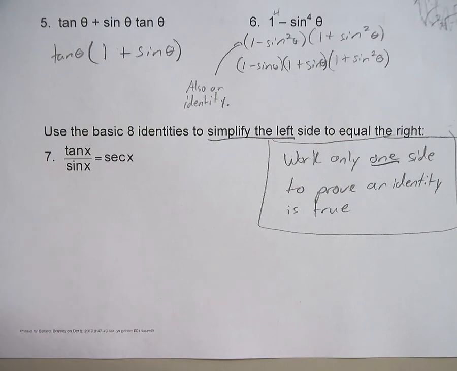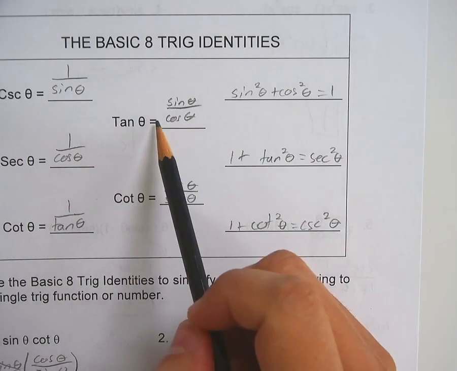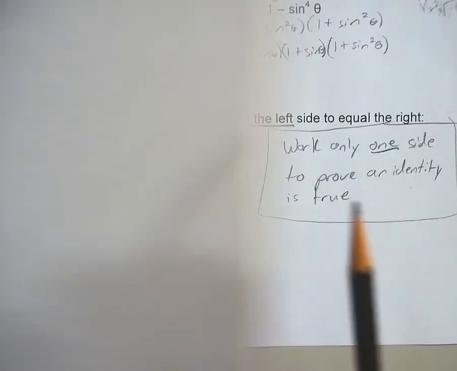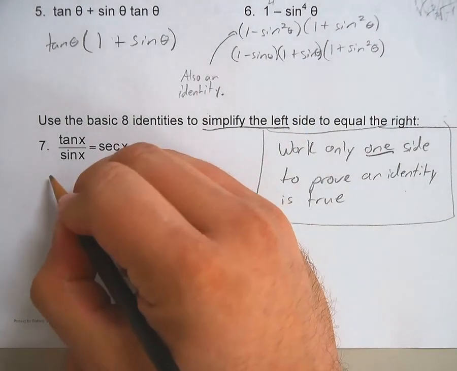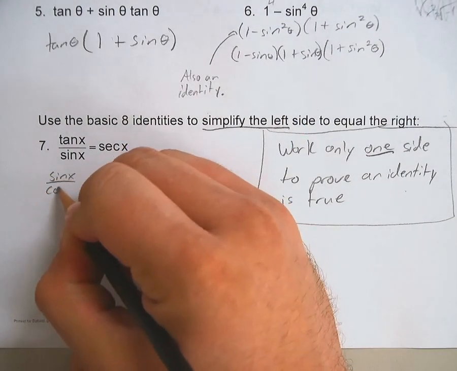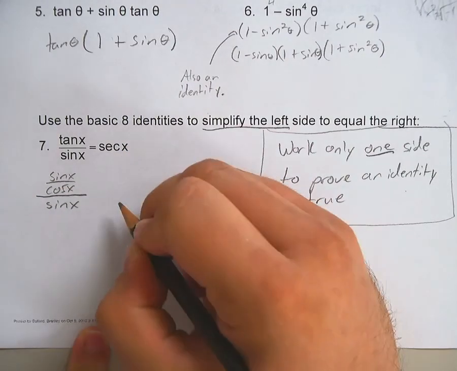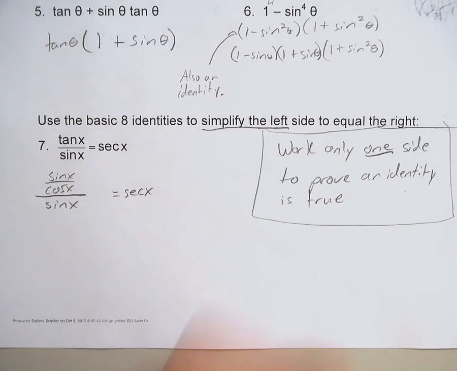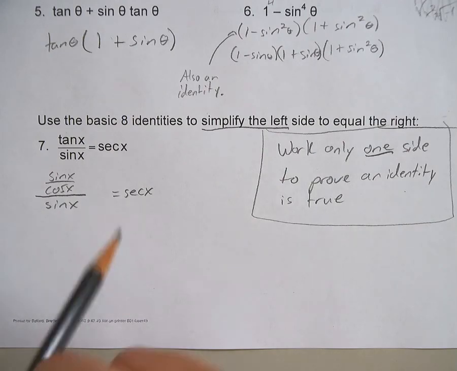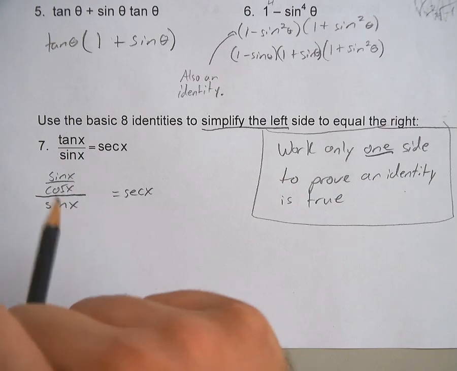Okay, so tan x over sine x equals secant x. Okay, so a couple of things here. We've got tangent x, we've got sine x. Well, which one of those have something we could plug into it? Going back to my basic 8 here. I know that tangent x is sine over cosine, right? Let's use that. So wouldn't this be sine x over cosine x all over sine x equals secant x? Makes sense, right? Now I do not like how I've got fractions and top of fractions and all that stuff.